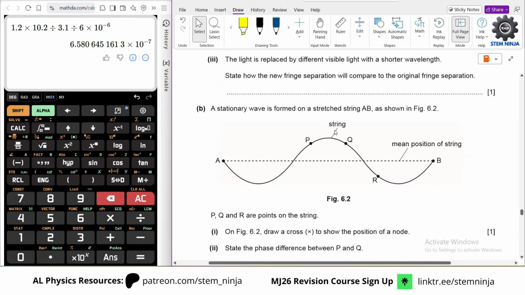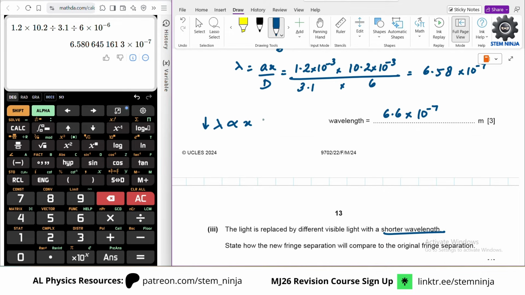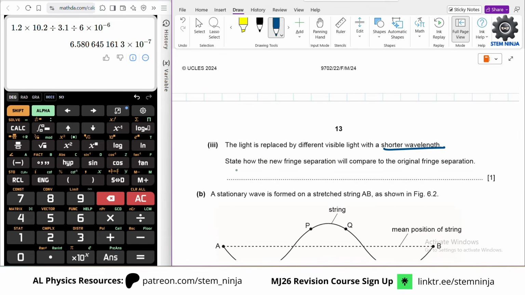Okay, the light is replaced by a different visible light with a shorter wavelength. State how the new fringe separation will compare to the original fringe separation. So as you can see, lambda is proportional to x. If you have a shorter wavelength, the fringe separation will be shorter. New fringe separation will be smaller.